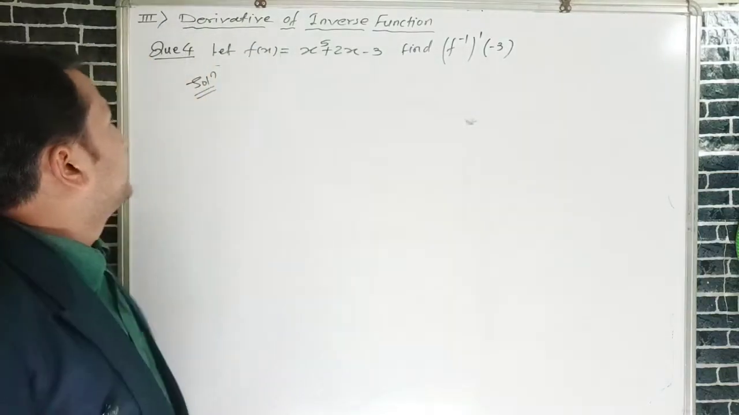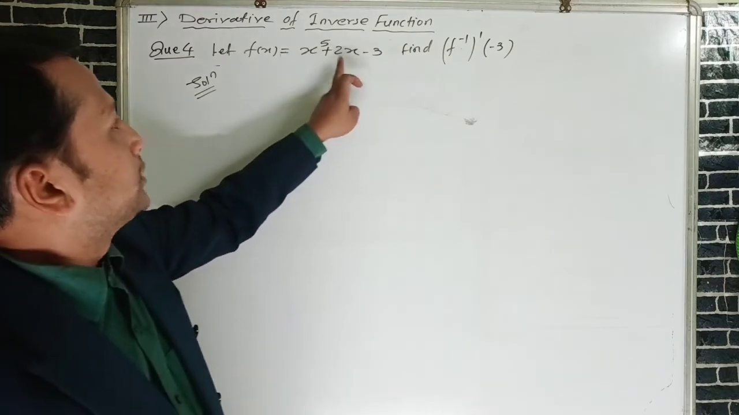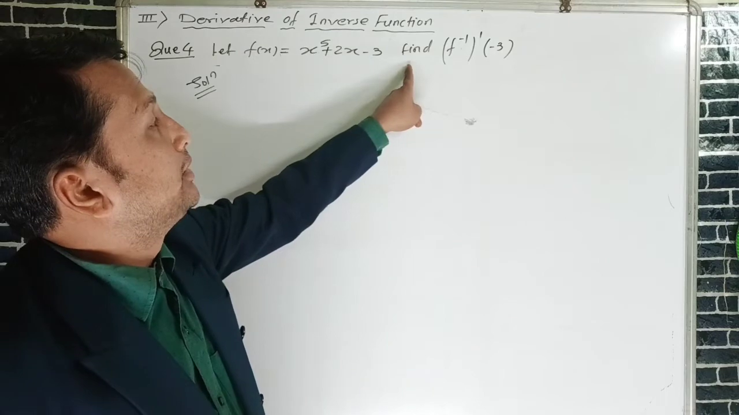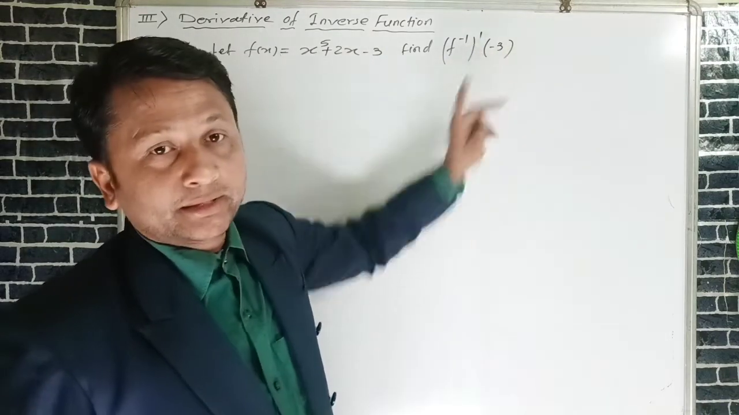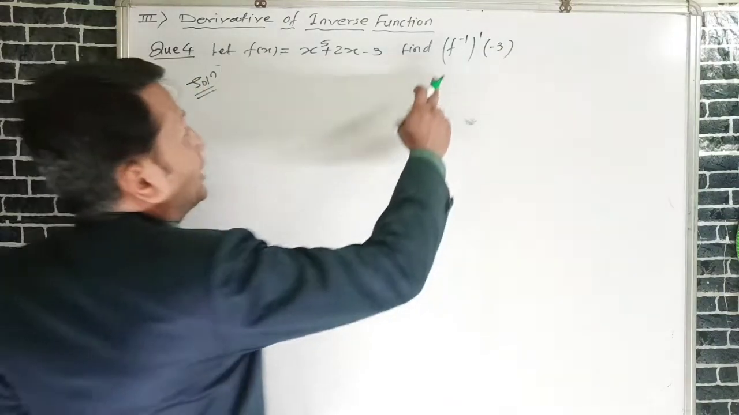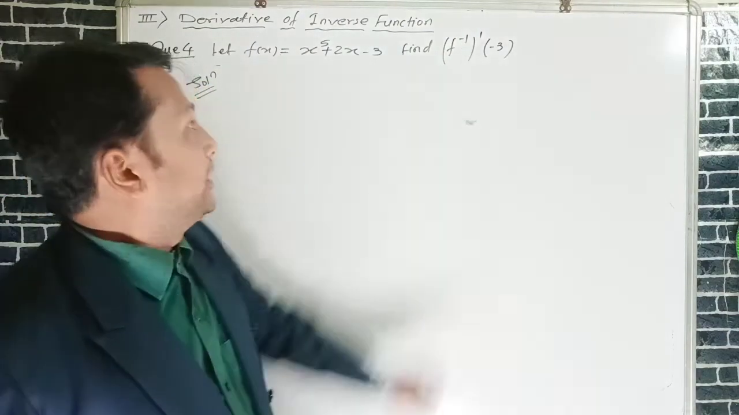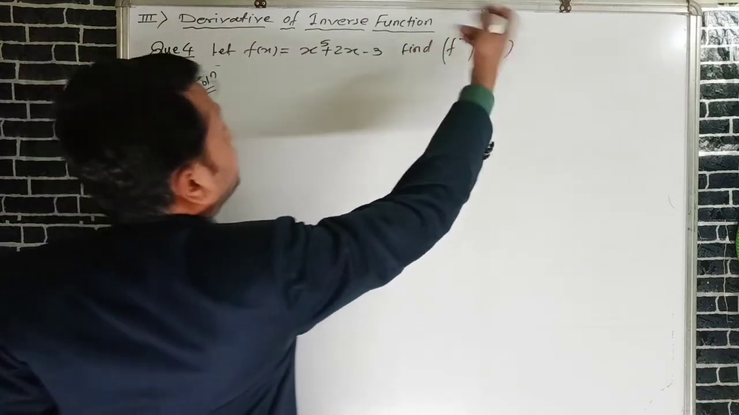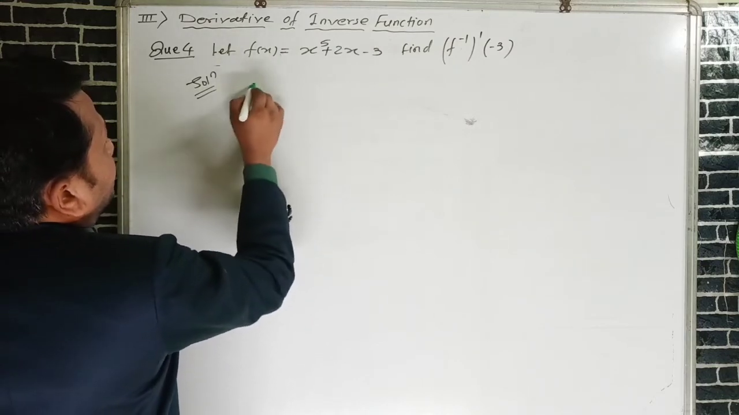Next example, question number 4: let f of x is equal to x to the power 5 plus 2x minus 3. From the above condition, we have to find the value of f inverse dash of minus 3. It means we have to find the value of the derivative of f inverse at minus 3. To find it, we first find the derivative of f of x.